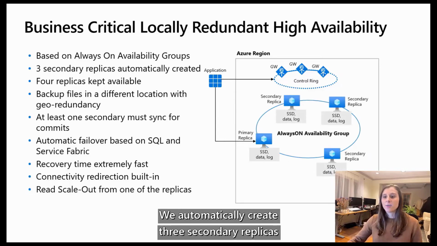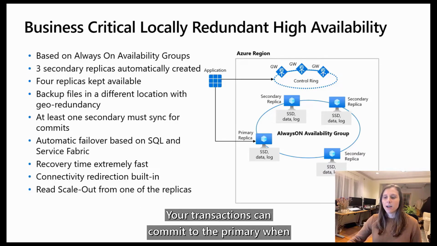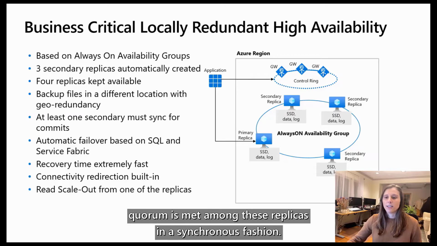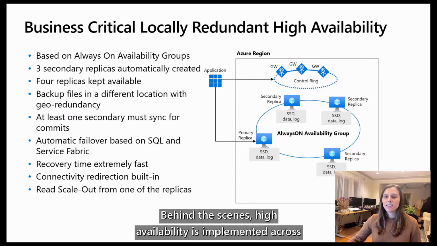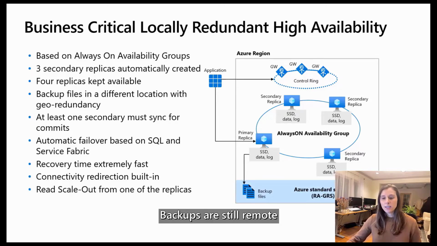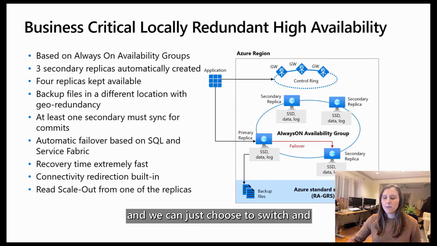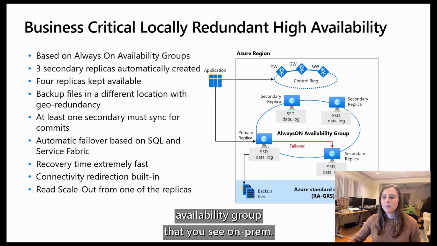We automatically create 3 secondary replicas for every business critical database. Your transactions can commit to the primary when quorum is met among these replicas in a synchronous fashion. Behind the scenes, high availability is implemented across these replicas with an always-on availability group. Backups are still remote and separate in the same way that we saw in the general purpose tier. Now, in order to handle failover, we can choose one of the replicas that is synced, and we can just choose to switch and fail over that secondary replica. This is handled like an always-on availability group that you see on-prem.